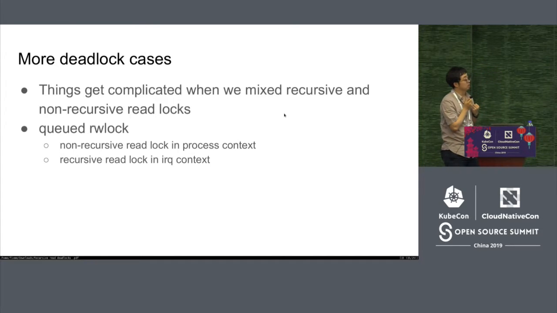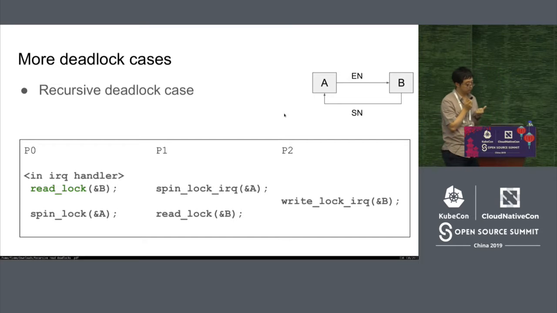And well, if it's a non-recursive read lock, then if it's in the IRQ context, it's a recursive deadlock. They have to guarantee that the handler can get the lock and exit ASAP, and it's a famous deadlock example. It's pretty special. And this is a deadlock example.